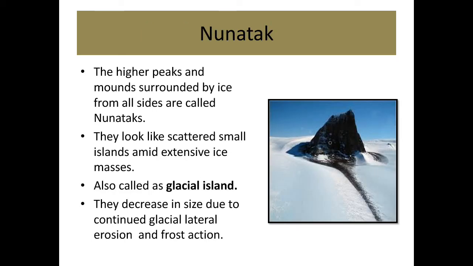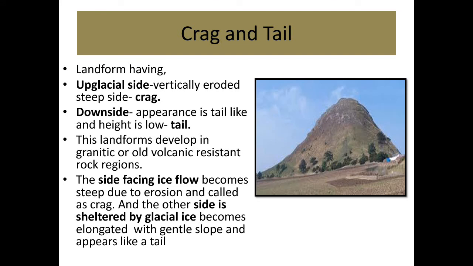Nunatak. So we can see this is an isolated peak. These are higher peaks and mounds surrounded by ice. In all the regions it is surrounded by ice, and these are called nunataks. They look like scattered small islands amid extensive ice masses, also called glacial islands. Also, they decrease in size due to continued glacial lateral erosion, and because of the lateral erosion, the size decreases, and frost action also decreases.